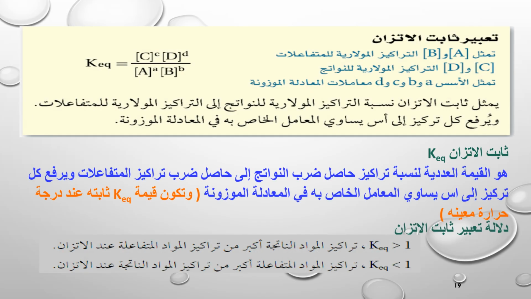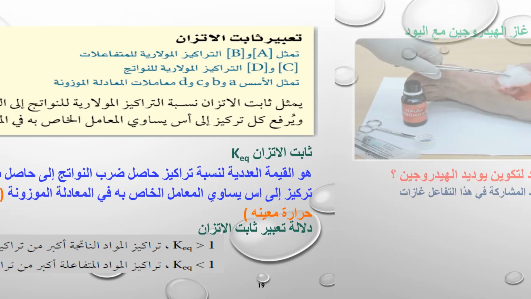The equilibrium constant, Keq, is the numerical value of the ratio of the product of the concentrations of the products to the product of the concentrations of the reactants. Each concentration is raised to a power equal to its coefficient in the balanced chemical equation. The value of Keq remains constant at a specific temperature. If Keq is greater than 1, the product concentration is higher than the reactant concentration at equilibrium. If Keq is less than 1, the product concentration is lower.